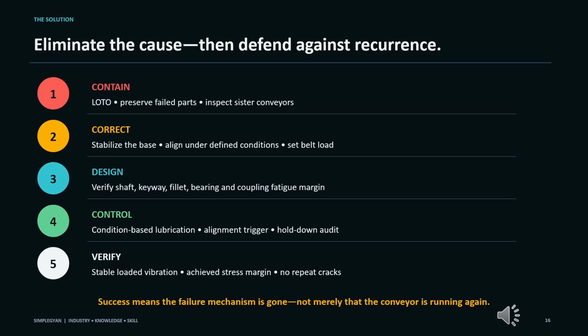The solution works in layers. First, contain the risk, isolate the equipment, and preserve the evidence. Next, correct the physical condition, stabilize the base, align the train under a defined condition, and verify belt load. Then check whether the shaft, keyway, fillet, bearing, and coupling meet the required fatigue margin. Build prevention into the maintenance system through load-appropriate lubrication, alignment triggers, and hold-down audits. Finally, verify stable loaded vibration, acceptable stress margin, and absence of recurring cracks. Running again is not the same as solved.